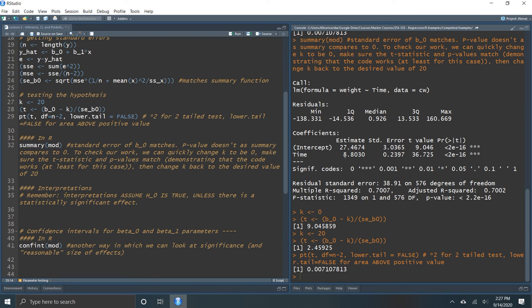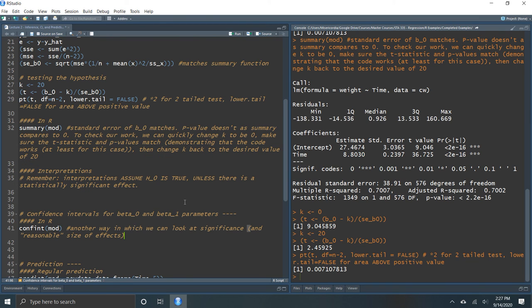So what we would say is that as time goes up by 1, our best guess of how much weight goes up by is 8.8. So that's our best guess. And then the weight at birth, our best guess is that the weight at birth is 27. Now recall that we also talked about how to create confidence intervals for these values. So we can look at meaningful interpretations of what these could be.